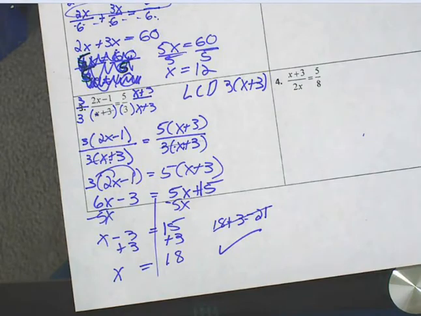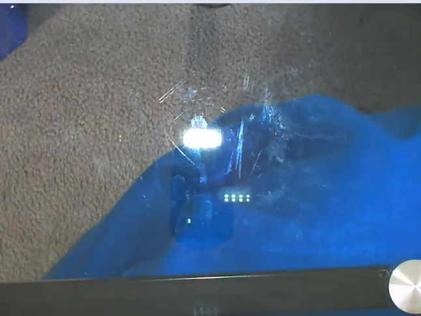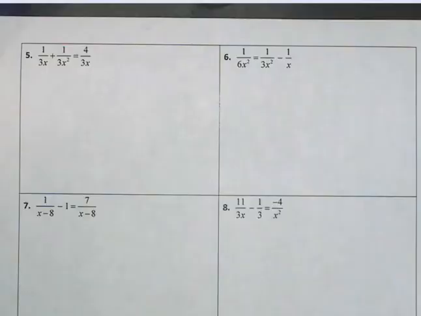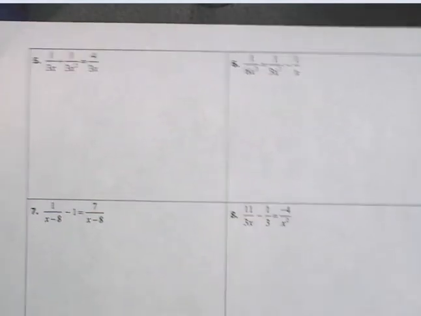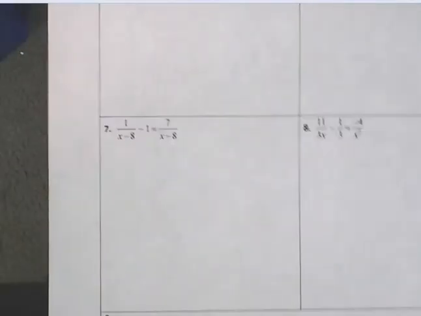Okay, you should be able to do number 4. Let's keep going, see if we've got any harder ones. All right, 5 and 6, same thing, finding the least common denominator and then solving the numerator. Let's take a look at number 7.